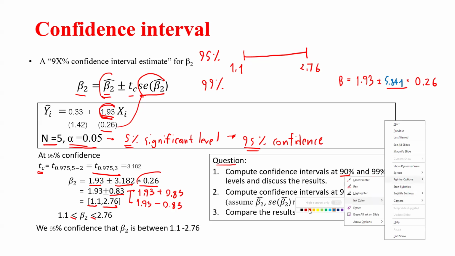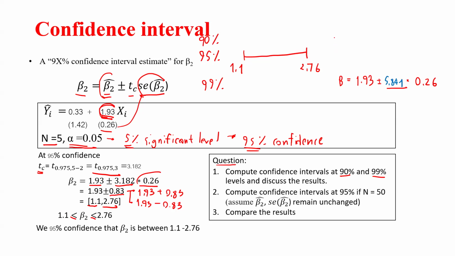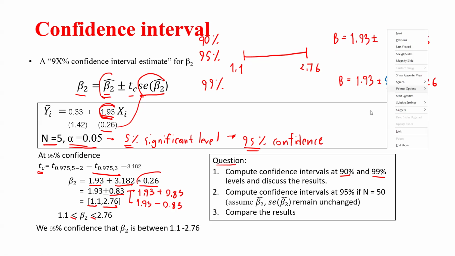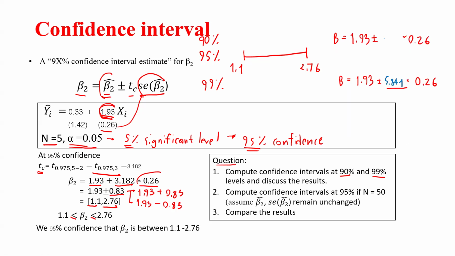And then find me also the 90%. So the formula will be the same. Beta equals 1.93 again, plus and minus again, the t value 2.353. Okay, like this. Thank you so much. Good job.